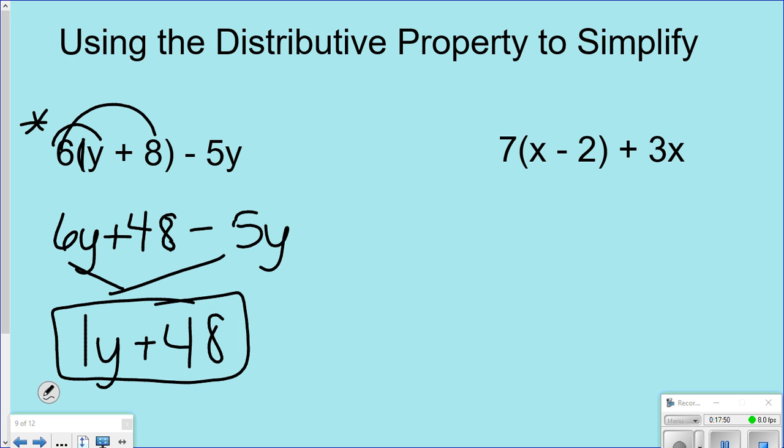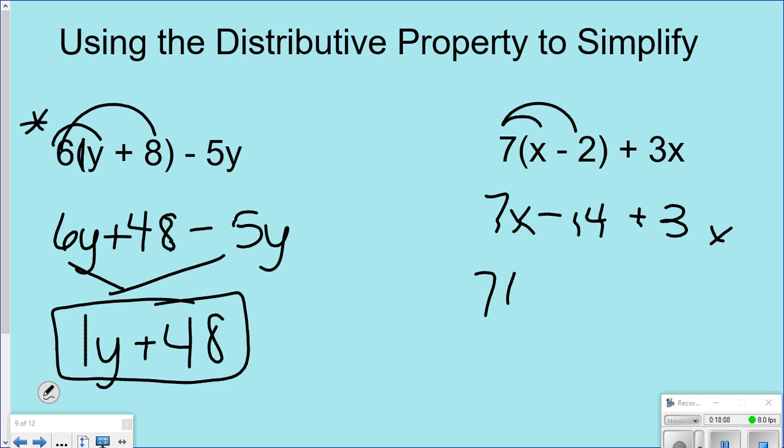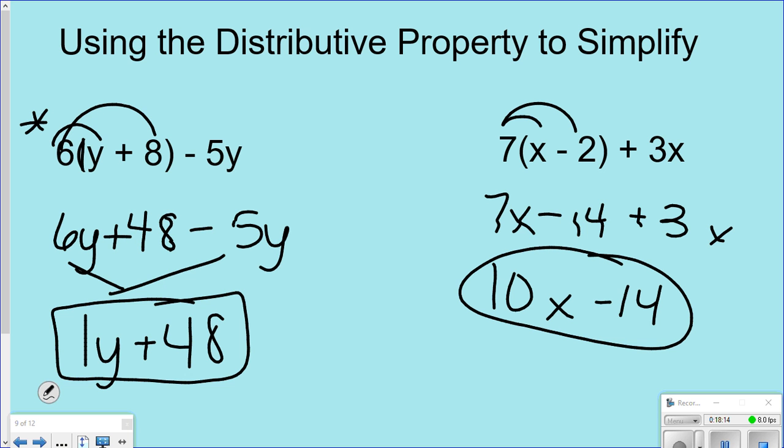All right, anybody want to try? Logan, let's hear it. 10x minus 14. Okay, so first you did this, right? 7x minus 10 plus 3x. Oh, wait, minus 14, I'm sorry. You would have had 7 plus 3, 10x, not 7. Yeah, I don't know why I did that. Minus 14, yep. There you go. Nice work.